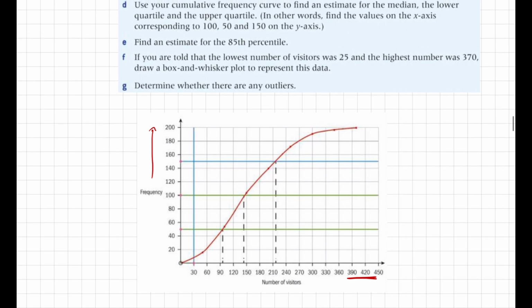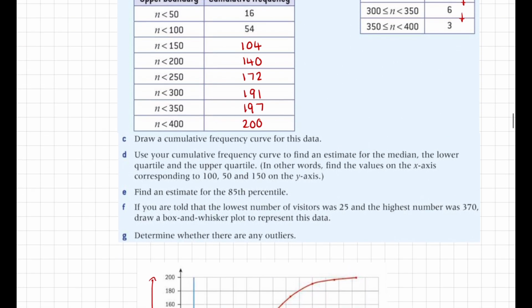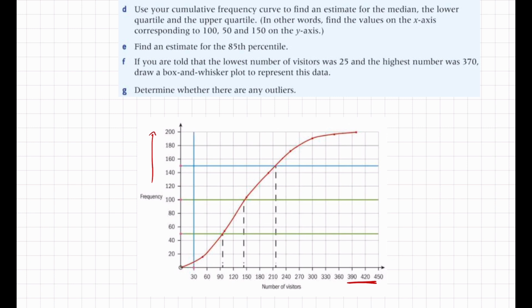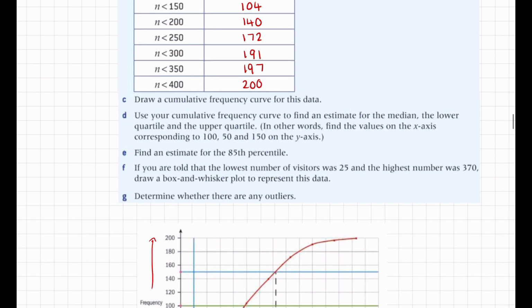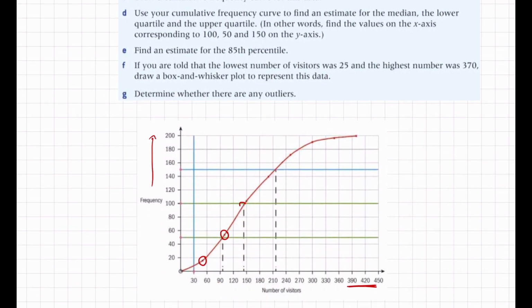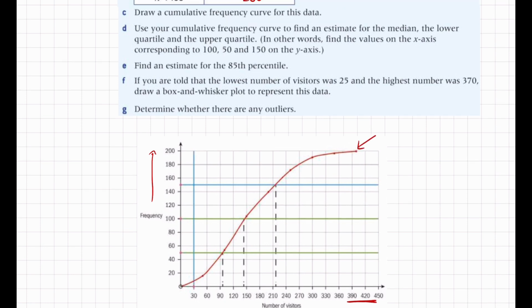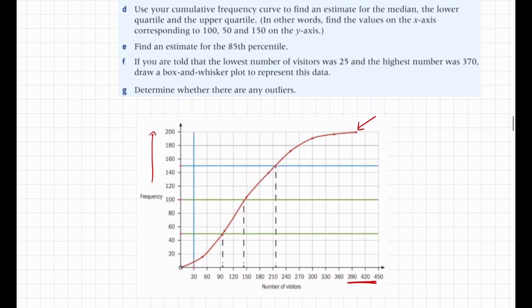From there, we just plot each of the things. So n is less than 50 was 16. So at 50, you see there's a little dot there. I've just put a circle around it. That's at 16. Less than 100, so at 100, we would put 54, which is that one there. For less than 150, we had 104. So at 150, we have it at 104, and so on. You just plot those points, and then you join all your dots, and you should get this nice, beautiful red curve here.